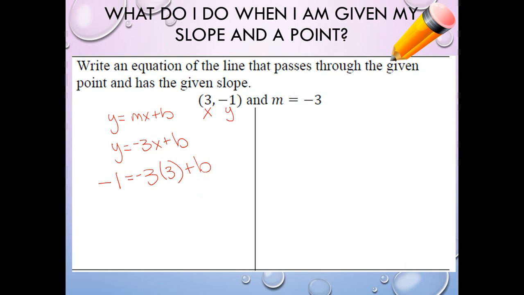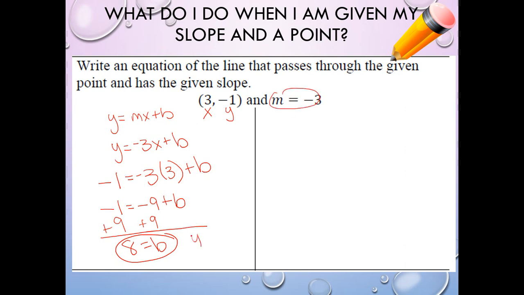So now what I can do is actually solve for b. So I have negative 1 equals negative 3 times a positive 3, which gives me a negative 9. I still have this plus b tailing on the end. Now, how would I solve for b? I'm going to add 9 to both sides, right? That gets my b alone. So I'm going to get negative 1 plus 9, 8 equals b. So now I have my b and I have my m. So I'm going to take that and plug it into y equals mx plus b. That is my final answer for that one.